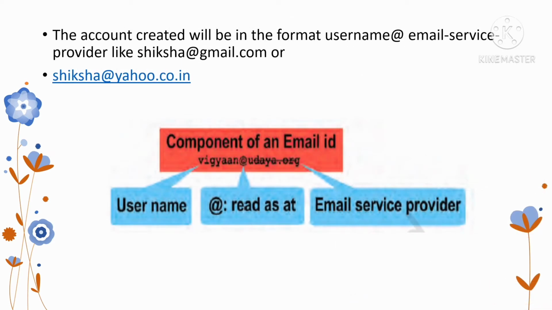So what are the components of an email ID? This is the username. This is the at symbol, read as "at". Then at last, udaya.org is there, right? This is the email service provider. Here the email service provider is Yahoo. So the at symbol is read as "at", and the service provider is Yahoo. So these are the components of the email ID. The next slide.